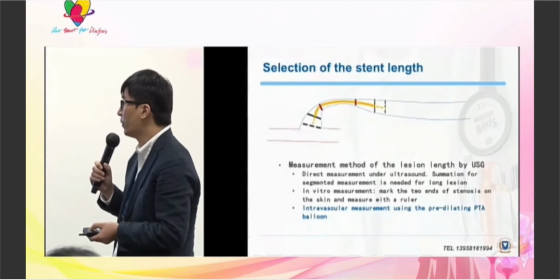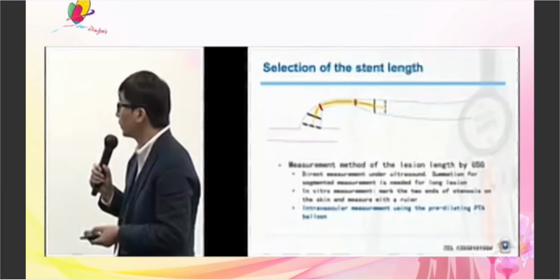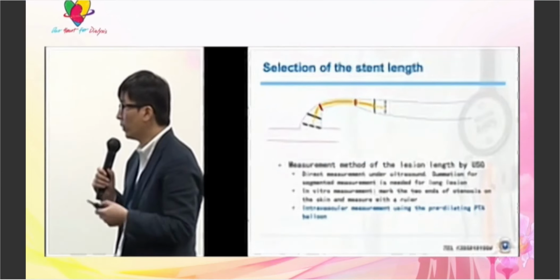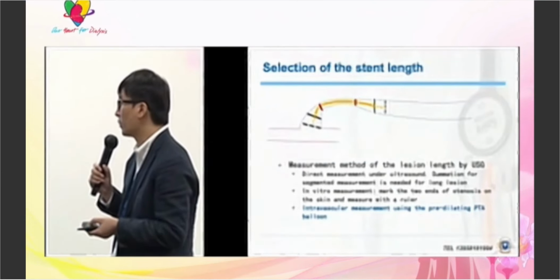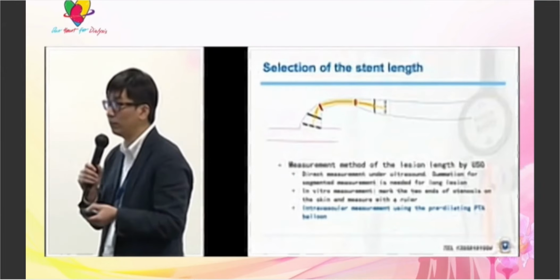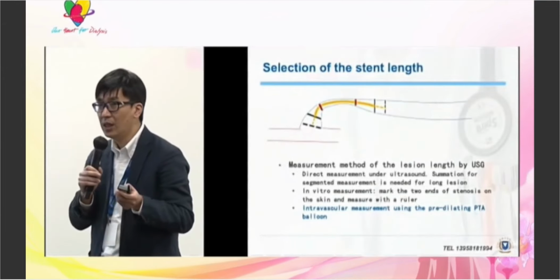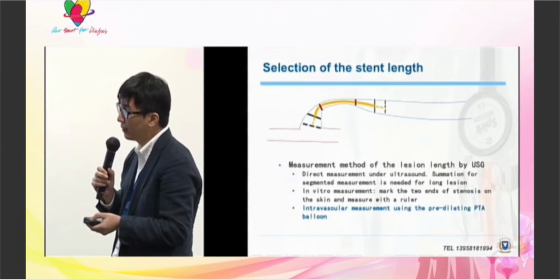How to measure the lesion length? We recommend intravascular measurement using the pre-dilating PTA balloon, because the balloon has a fixed length, such as 4 millimeters or 6 millimeters. We can use it to measure.